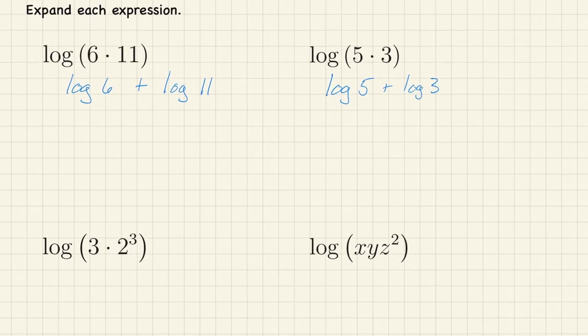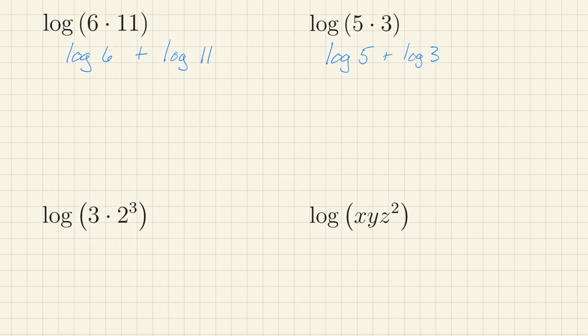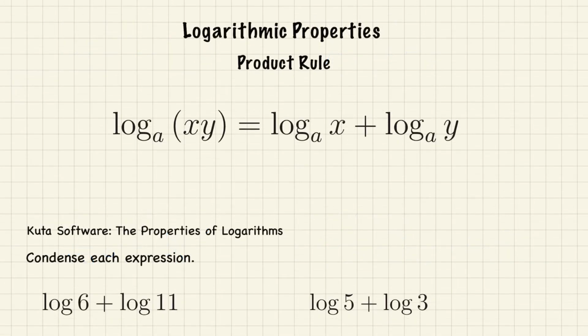Let's look at a couple more examples here. Here we have the log of 3 times 2 cubed. So we have the log of the first plus the log of the second. Now here we have the log of x times y times z squared. Log of the first, which is x, plus the log of the second factor, plus the log of our third, which is z squared.